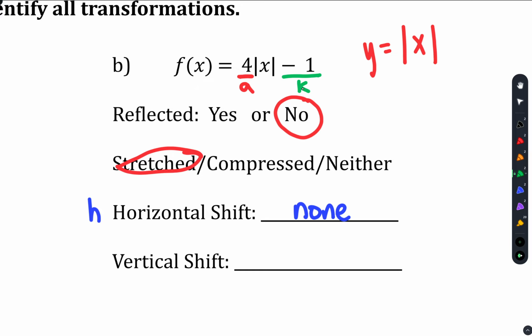I do have a -1 out here. That's my k value. Which direction is that moving my graph? Up or down? It's got to be up or down. Down. And we're going to say it goes down 1. Good? Any questions on that?